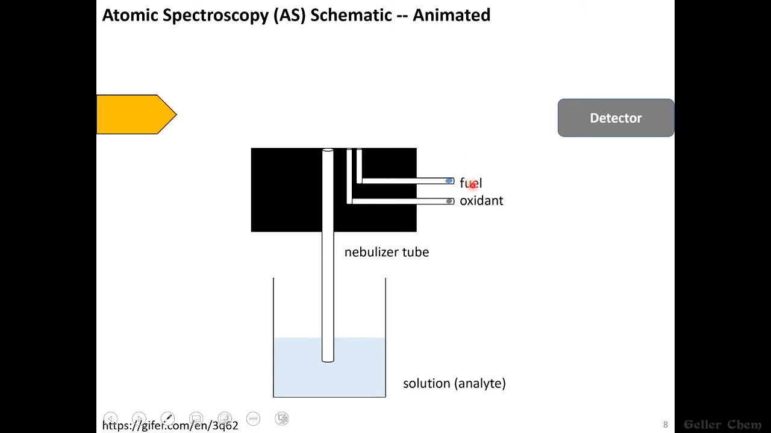So here's our schematic, and I'm going to start by directing your attention over here, where we will have a fuel and an oxidant, and we will flow them in through these tubes and use them to start a flame.